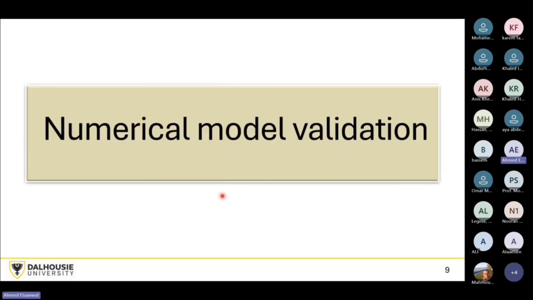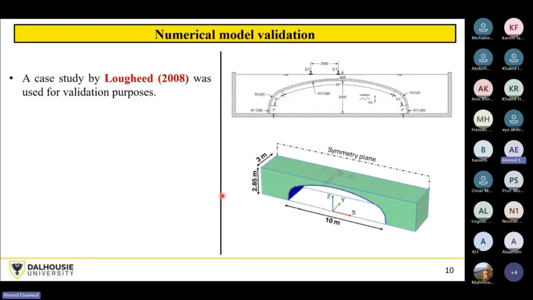Okay, so let's see what we have done to validate the accuracy of our numerical model. We have used the experimental test done by Lurid in 2008 in Queen's University. That was the experimental setup. This is a very good test because we can call it a medium span. Nowadays, 10 meters is a medium span, but 20 years ago, that was a very large span. So that's a good span.